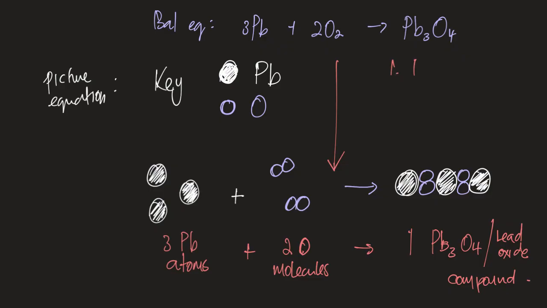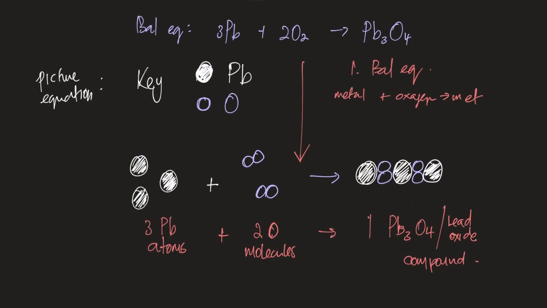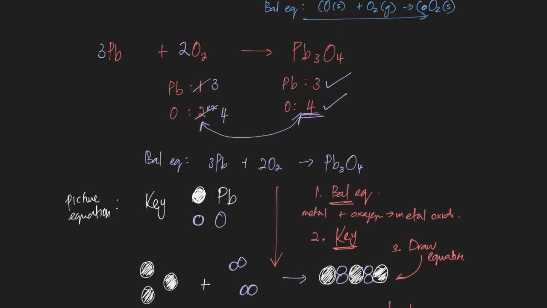So remember, number 1, you need a balanced equation. All you're going to do is say the metal plus the oxygen is going to give you the metal oxide, and it must be balanced. Second thing you need is a key. Once you've got a key, the third thing you need to do is draw the equation out. You can use colors or whatever you want, as long as you're showing us a proper representation. So those are your transition metals.